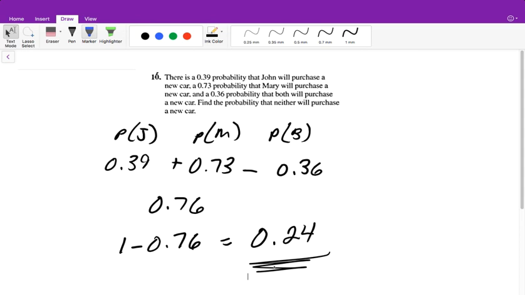All right, it's important that you can think about, well, we want neither. So there's not enough information for us to solve for any other way. We need to go ahead and identify, well, if we can find out the probability of at least one of them getting the car, then to find neither, we just need to find its complement.